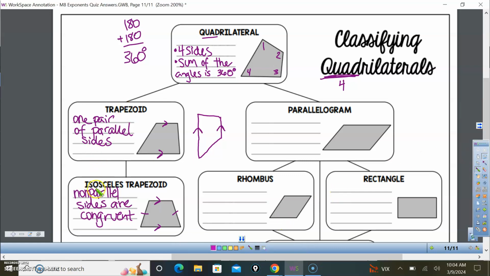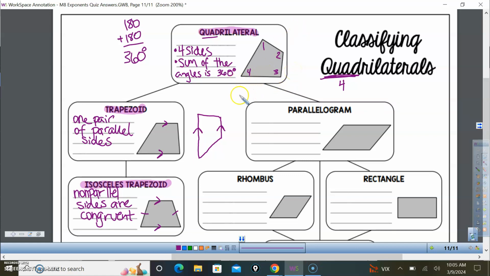So we could say that an isosceles trapezoid is a type of trapezoid and it's a type of quadrilateral, all right? But that does not mean that all quadrilaterals have to be trapezoids. It doesn't really work that way vice versa. We can say all trapezoids are quadrilaterals, but we cannot say that all quadrilaterals are trapezoids, because we've got this other side of our flow chart here leading us to another type of quadrilateral called a parallelogram.